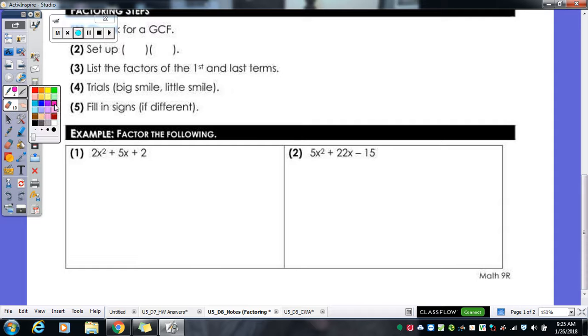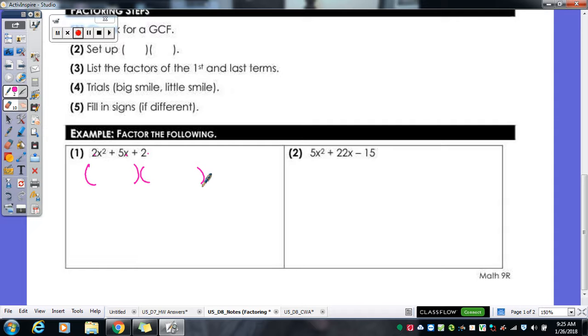So let's just start trying some. If we look at number 1, is there a GCF? Good, no. So I've got 1, 2, 3 terms, so that means the trinomial factor. So I'm going to set up my 2 sets of parentheses.